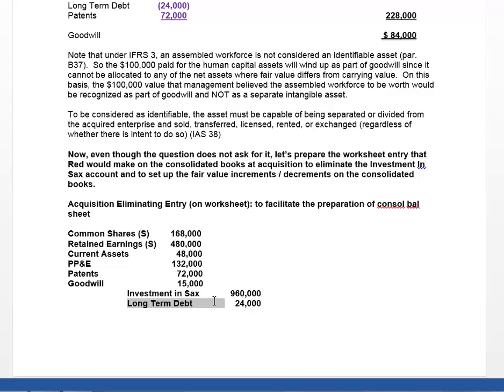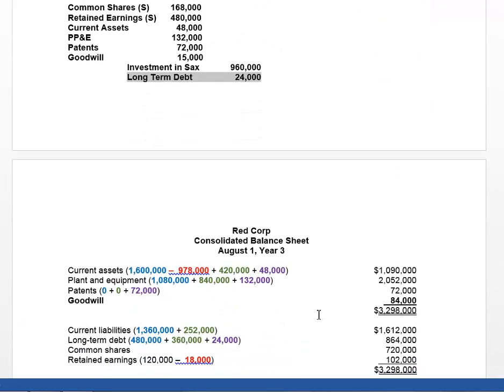And oh, by the way, don't forget, you also have to set up under the acquisition method that we talked about earlier as the approved and accepted method of accounting for business combinations. We have to set the long-term debt up at its fair value on the consolidated statements as well. And that's gone up in Red's estimation by $24,000. So that's the worksheet entry that we're going to use to facilitate the preparation of the consolidated balance sheet.